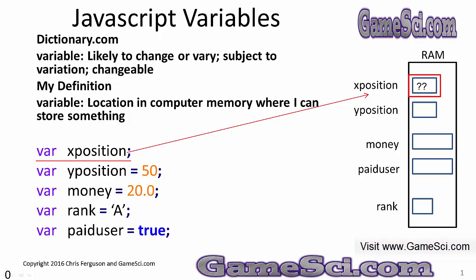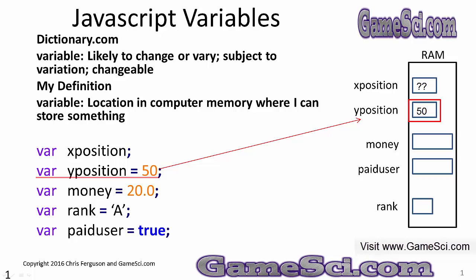Now in JavaScript, when you declare the variable like this, it allocates the space in computer memory, but see the question marks in that space that I allocated? That means the value is undefined. I couldn't use this variable in a math equation, for instance, because it currently has no value.